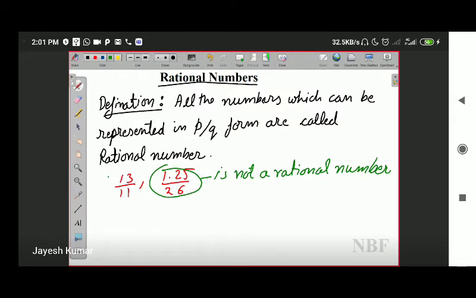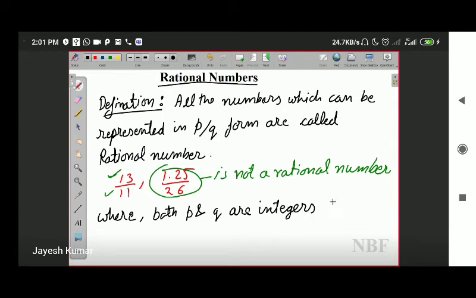for the first case, both numerator and denominator are integers. That is not so for the second case. Okay. So we will extend the definition. We will write all the numbers which can be represented in P by Q form are called rational numbers, where both P and Q are integers.